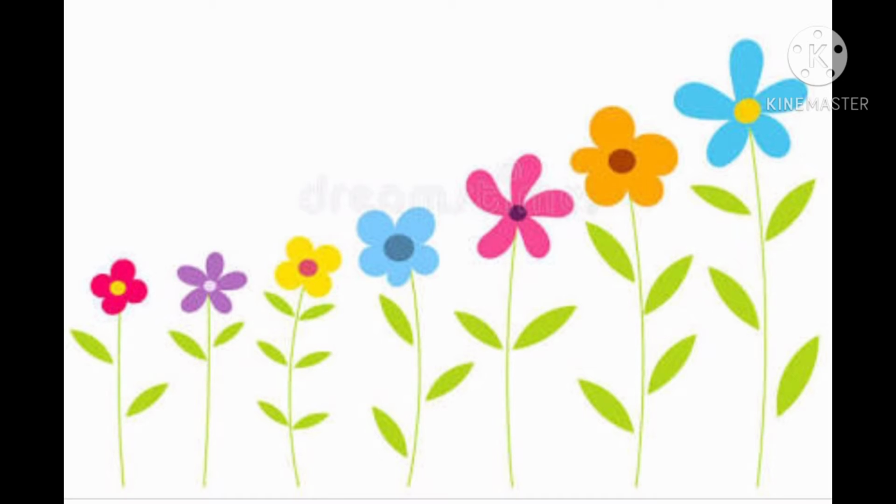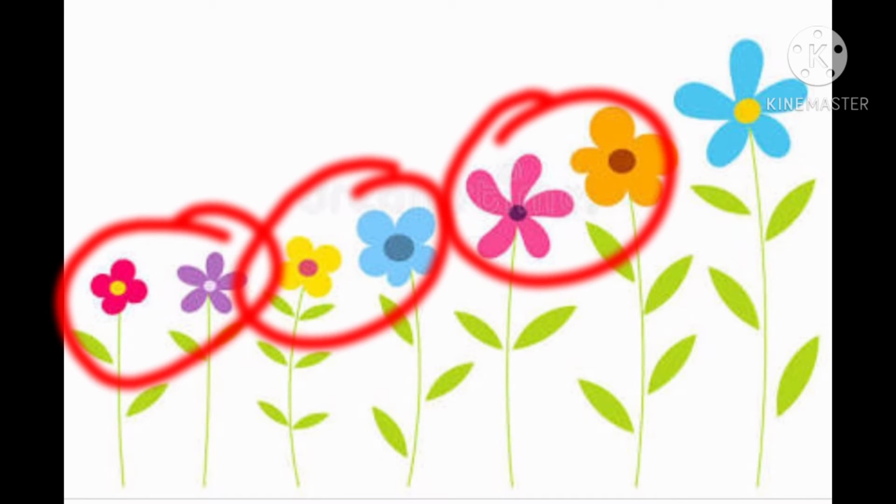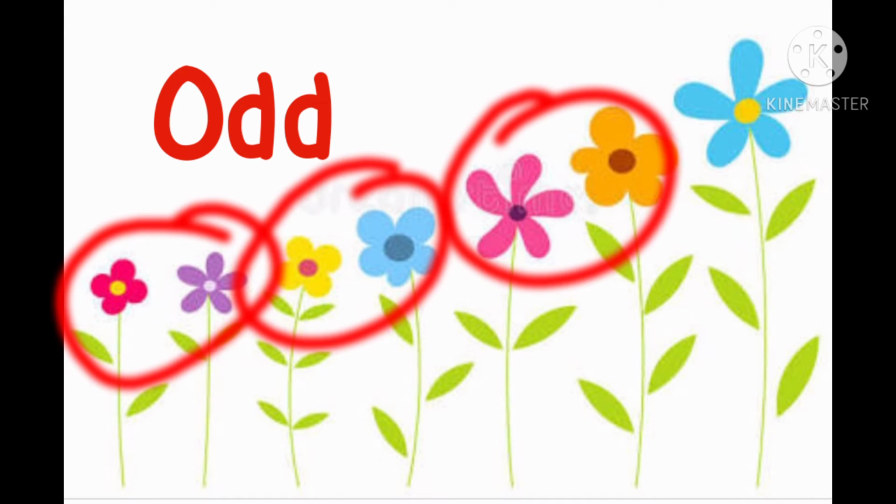Now children, count the flowers. How many flowers are there? There are 7 flowers. And let's make pairs of these flowers. When we make pairs of these flowers, there are 3 pairs of flowers and each pair there are 2 flowers. Okay, and one flower is left. So, 7 is an odd number.